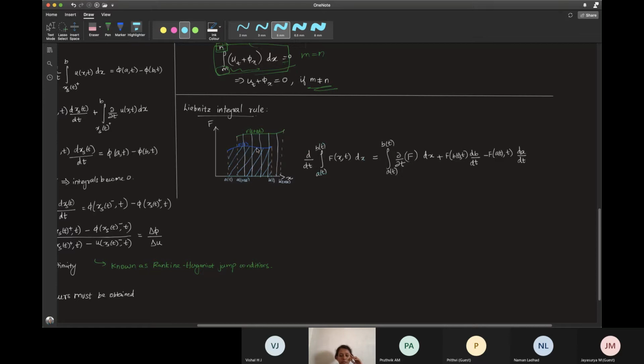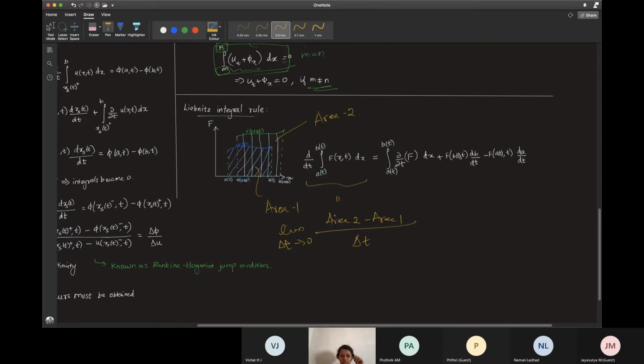So when you differentiate it, let me call this area 2, and let me call this area 1. Now when you differentiate it, this is actually going to be area 2 minus area 1 by delta t, in the limit delta t going to 0. So this is going to be your d by dt of this integral.